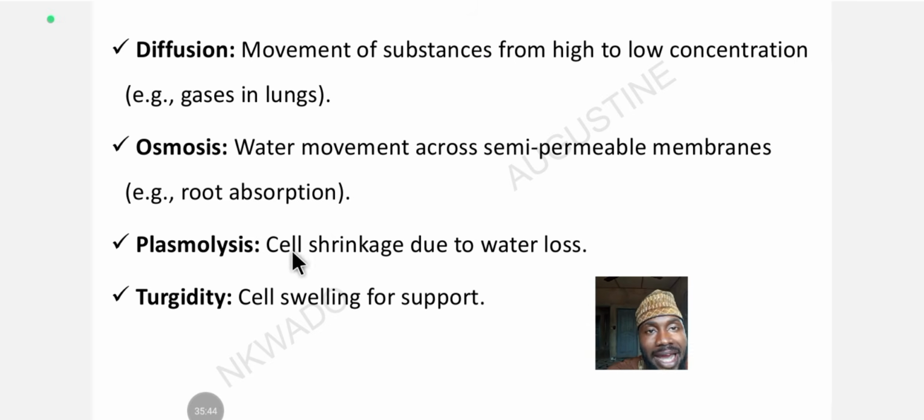The xylem. The next we have here is plasmolysis. It's also a means of transport, and it involves cell shrinkage due to water loss. So when water is lost from the plant cell, the cell continues to shrink as a response to what? To water loss.